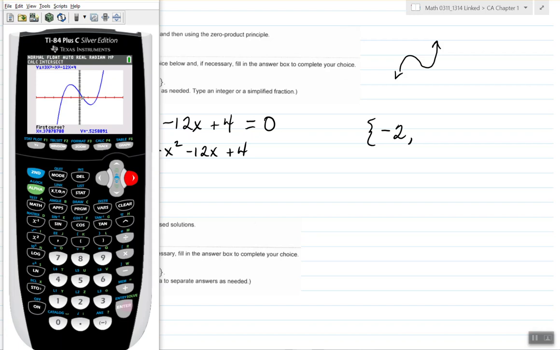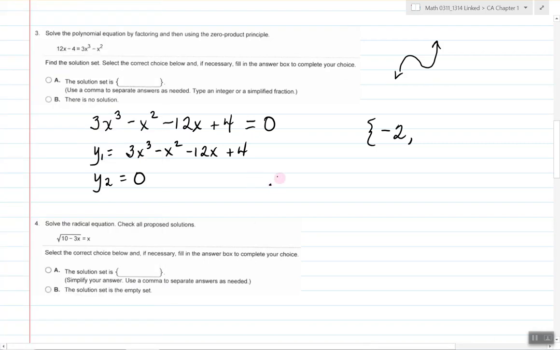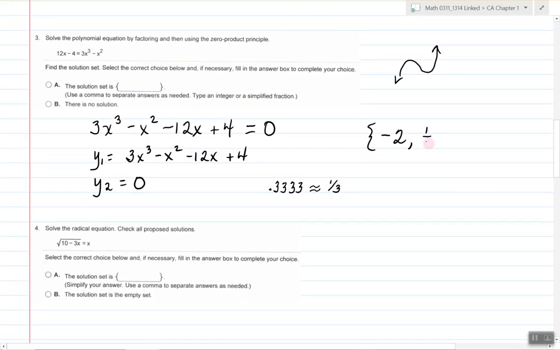Looks pretty close. Enter, enter, enter. I got 0.33333. Now, MyMathLab does not want that because it says simplified fraction. So I hope that you know that 0.333 and so on is really approximately the fraction 1/3. That is a limitation to using the calculator.